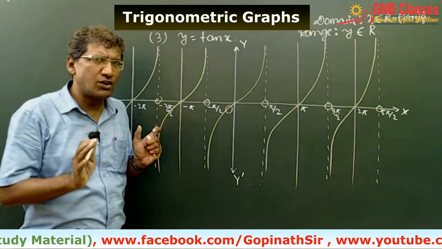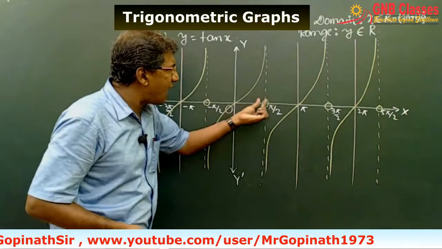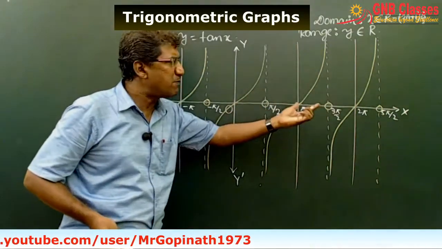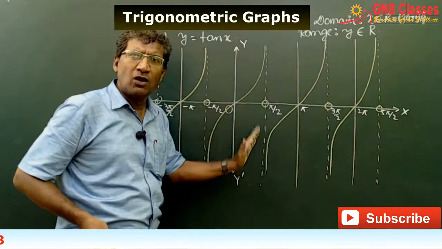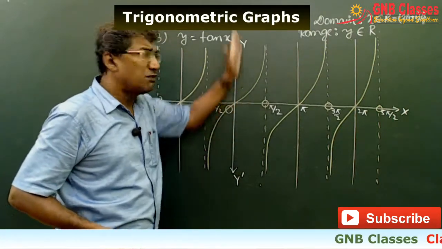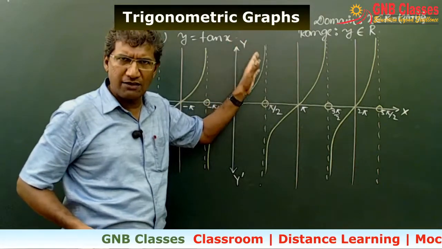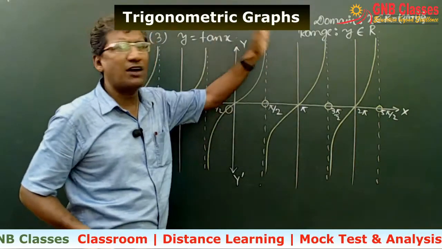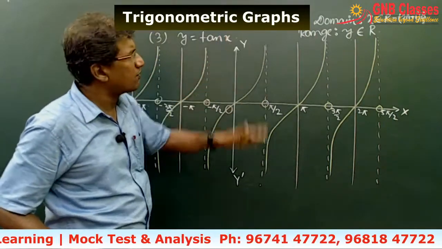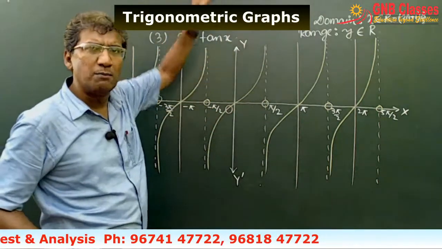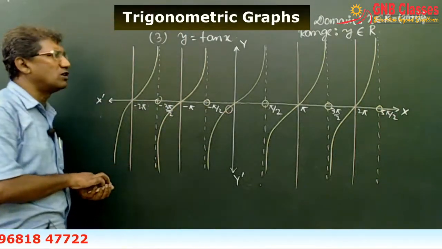Have you understood this or not? Any value you take on x other than these odd multiples of pi by 2, if you draw a vertical line perpendicular to the x-axis, it will definitely intersect the graph. That means you will get a real value of y. So your y here lies from minus infinity to plus infinity. Is it clear? So this is the graph of y equals tan x.